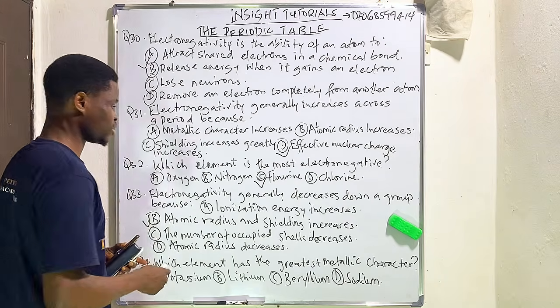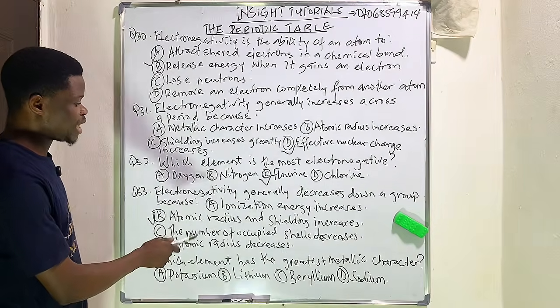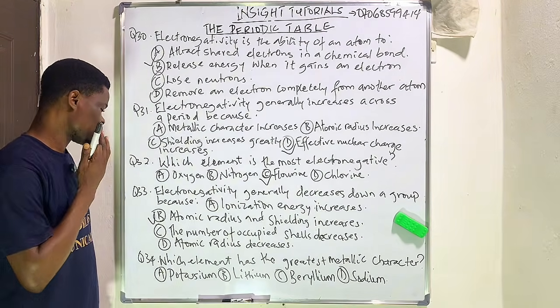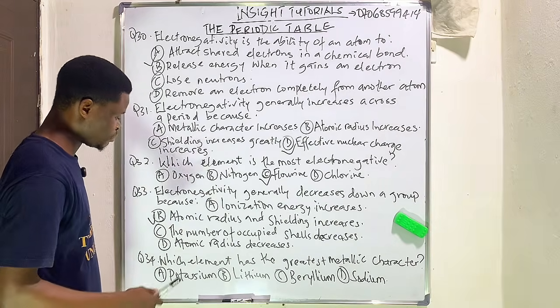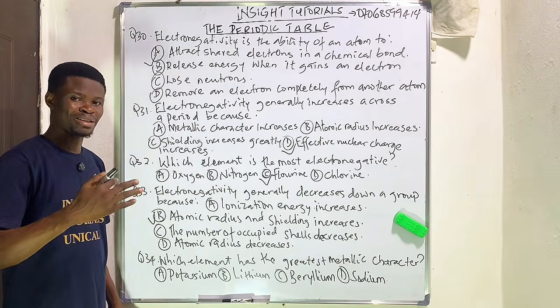and that increases the shielding effect. The next question says, which element has the greatest metallic character? A says potassium, B says lithium, C beryllium, D sodium. We need to understand something about the metallic character.